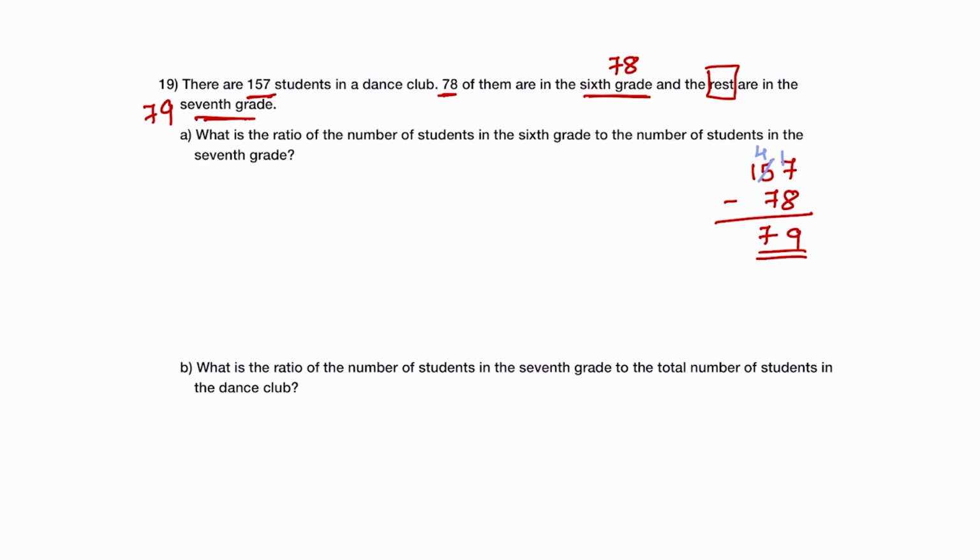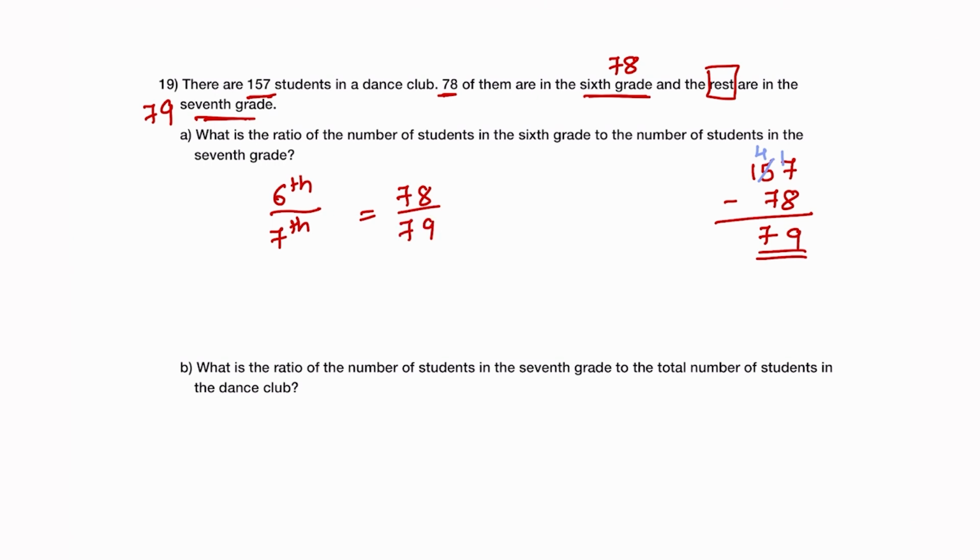What does the question say further? What is the ratio of the number of students in the 6th grade to the number of the students in the 7th grade? You have to be careful. It is 6th to 7th and not 7th to 6th. So that is 78 over 79.